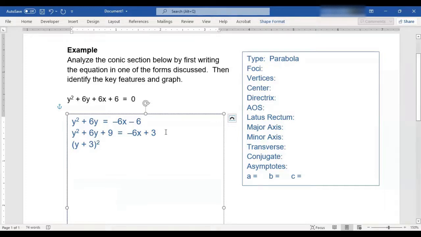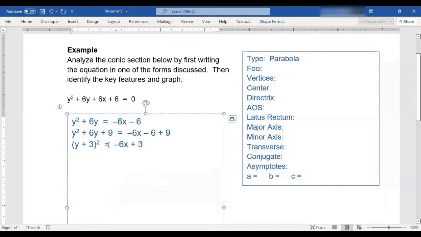And just to track my work a little bit better, I'm going to write it this way. So I added 9 to both sides, and now I can do that simplifying on the right. So that's where that plus 3 had come from. All right, cool. Left-hand side all set. Right-hand side now needs some work.